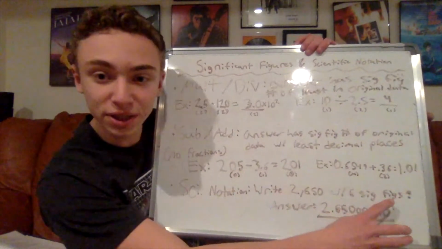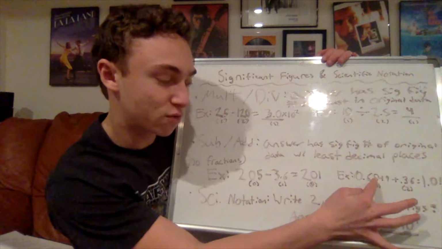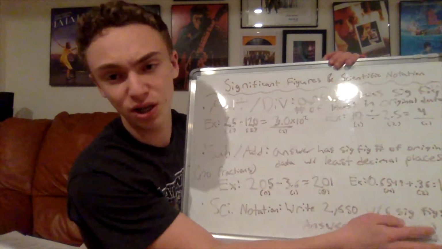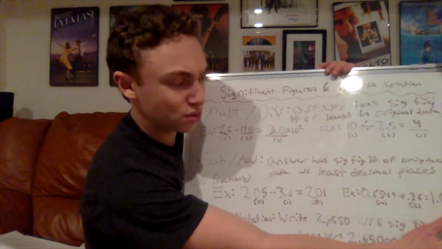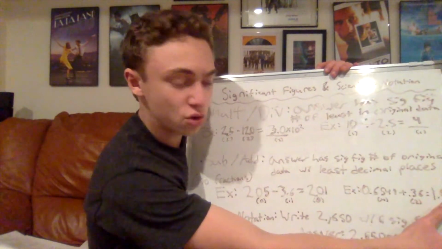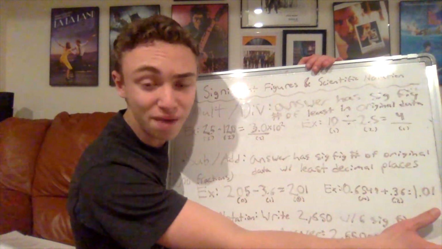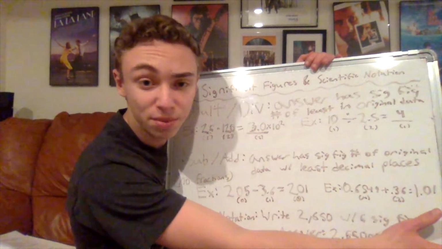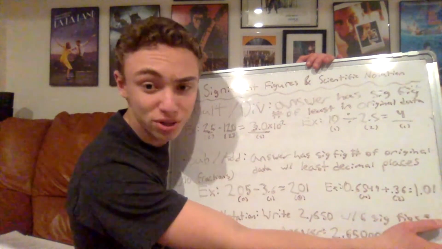Now we got some addition right here. So 0.6549, that's 4 decimal places, 1, 2, 3, 4, plus 0.36, which has 2, 1, 2, equals 1.01. So the actual answer is a lot longer, but it has to have 2, so you have to round, and you get 1.01. You have to cut it short. I think the actual one was like 1.0149 or something, so the 4 doesn't move up the 1, so it stays the same, just 1.01.